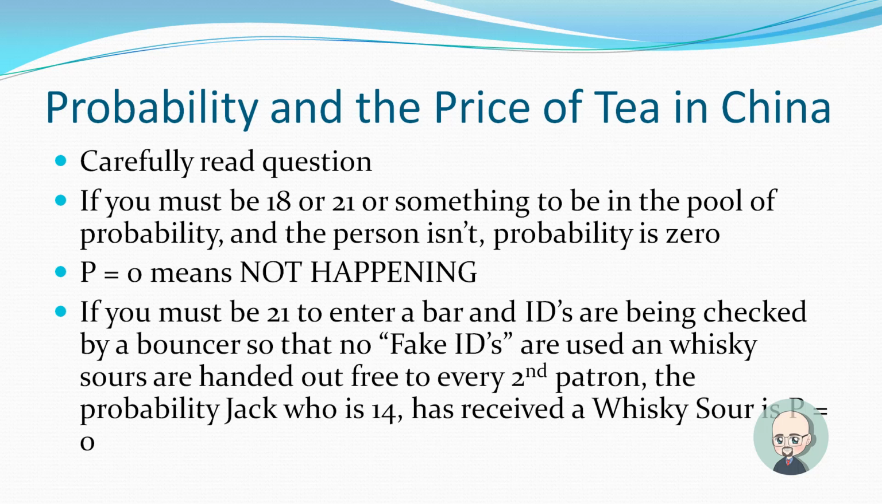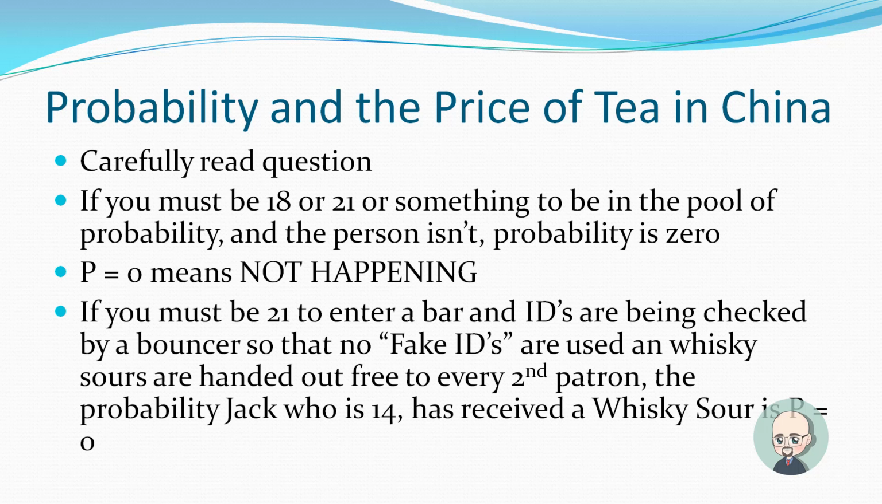Okay? If you must be 21 to enter a bar and IDs are being checked by a bouncer so that no fake IDs are used and whiskey sours are handed out free to every second patron, the probability Jack, who is 14, has received a whiskey sour is P equals 0. So he hasn't, because he can't get in the door. And because even if he had a fake ID, he couldn't get in, because they're checking him. So that thing they're giving to every second patron wouldn't apply to him.